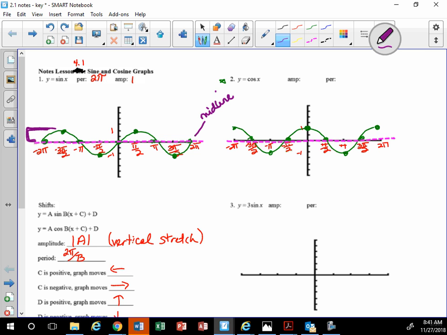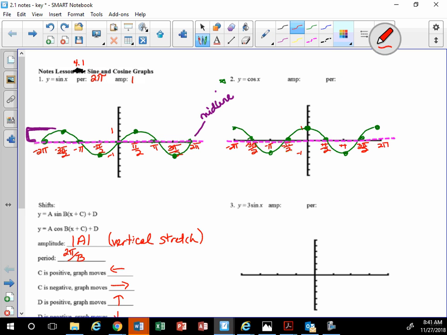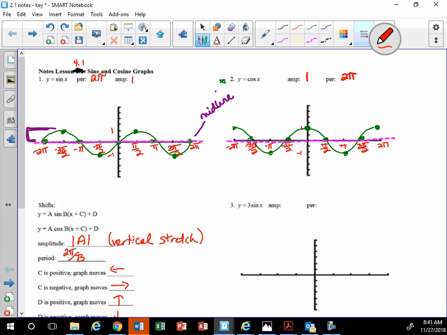If I look at cosine, what do you think the period and the amplitude are for the parent graph of cosine? Same, yeah, 1 and 2. Okay. All right, so let's try to graph one where something changes.